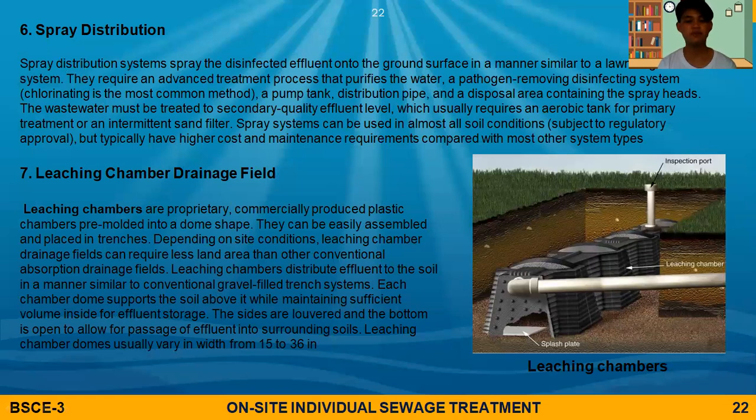Next is the leaching chamber drainage field. Leaching chambers are proprietary, commercially produced plastic chambers pre-molded into a dome shape. They can be easily assembled and placed in trenches. Depending on the site condition, leaching chamber drainage fields can require less land area than other conventional absorption drainage fields. Leaching chambers distribute effluent to the soil in a manner similar to a conventional gravel trench system. Each chamber dome supports the soil above it while maintaining sufficient volume inside for effluent storage.